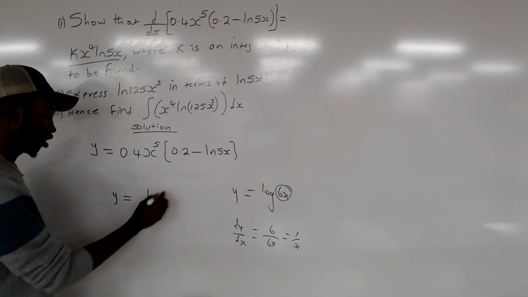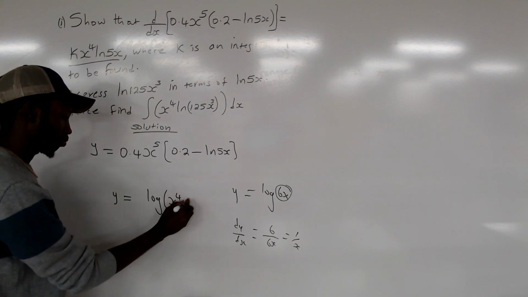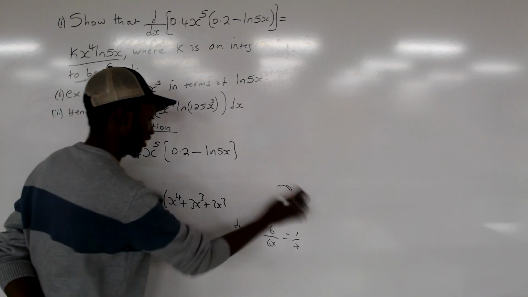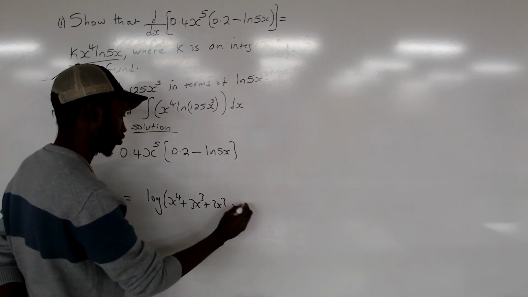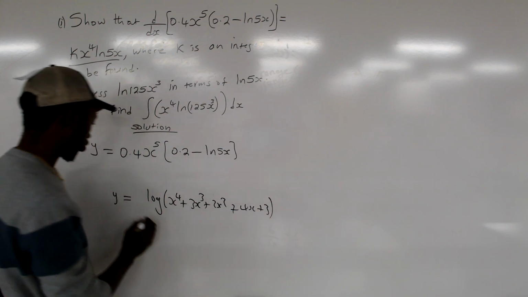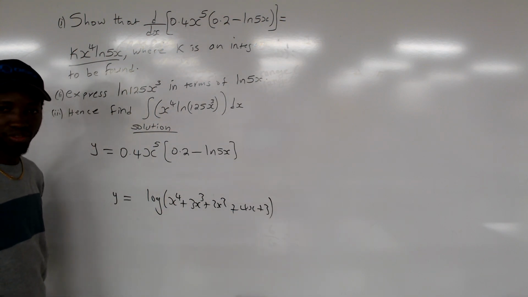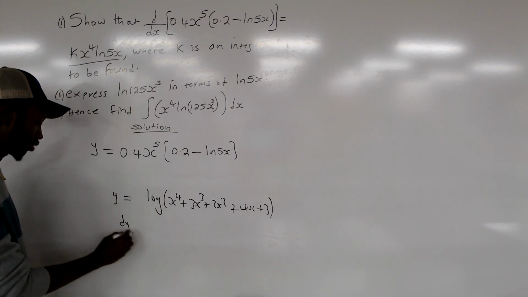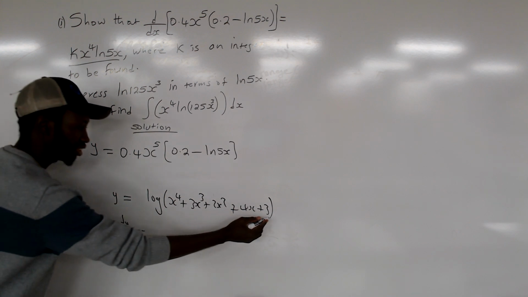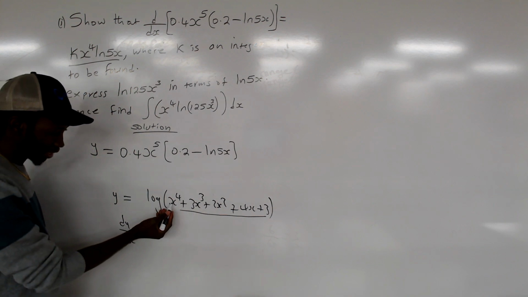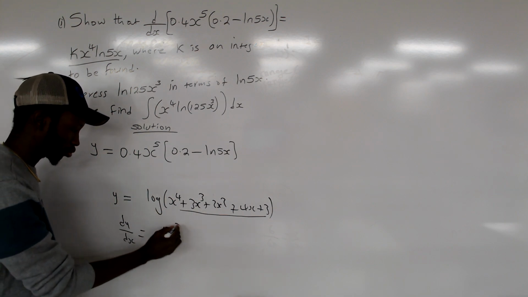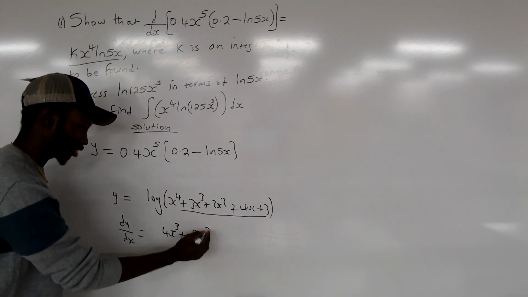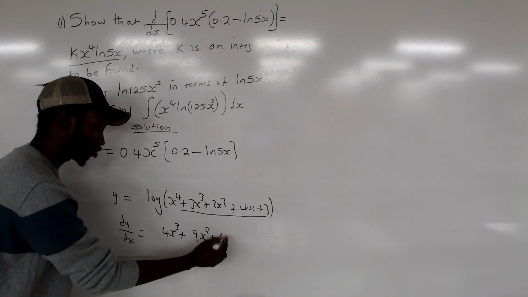Let's have something which might also look similar: y = log(x^4 + 3x^3 + 2x^2 + 4x + 3). We are required to differentiate this logarithmic function. The same thing, when you differentiate y with respect to x, we have dy/dx. Differentiate this whole function. Differentiating x^4 gives 4x^3. Differentiating 3x^3 gives 9x^2. Differentiating 2x^2 gives 4x.